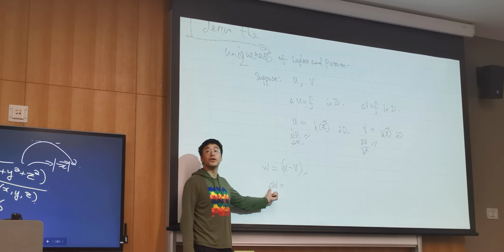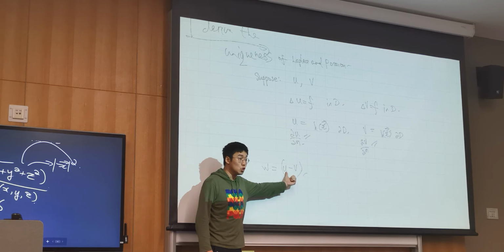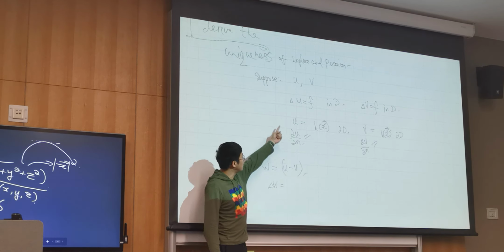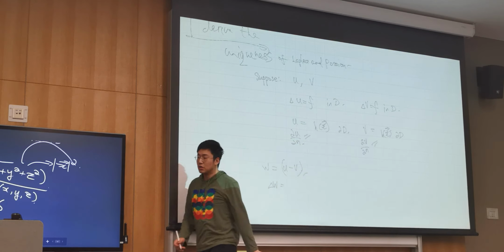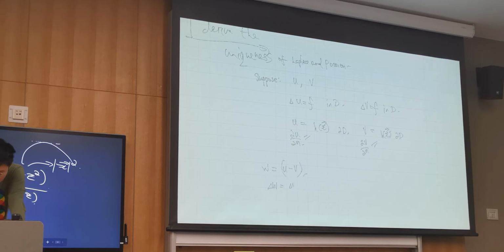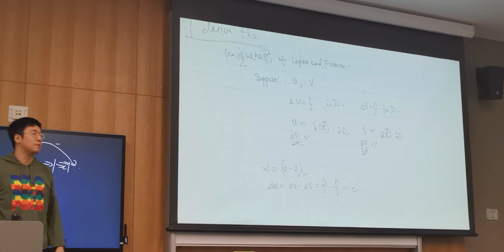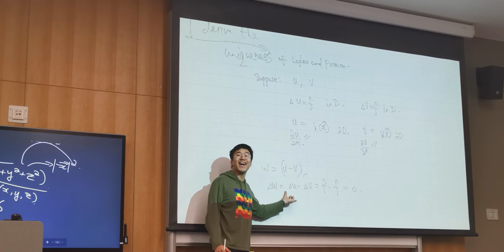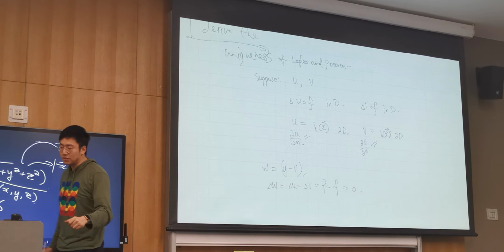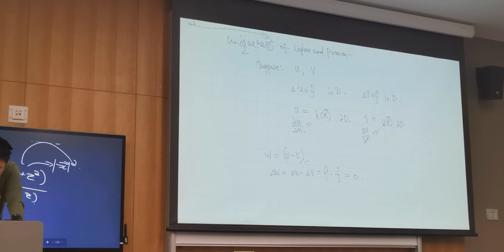Laplace w is equal to what? Since the Laplace is a linear operator, it's Laplace u minus Laplace v. What is Laplace u? It's f. What is Laplace v? It's also f, right? So that equals f minus f, which is 0. Which means that the difference between u and v, w, satisfies the Laplace equation, right? So this is the first thing. And second thing, what is the boundary condition for w?